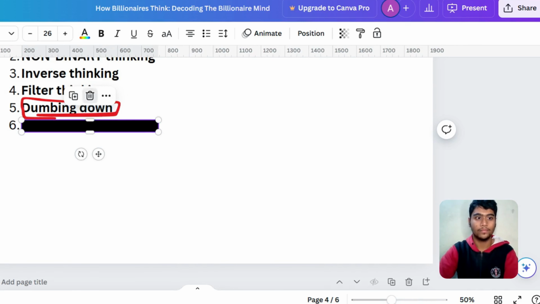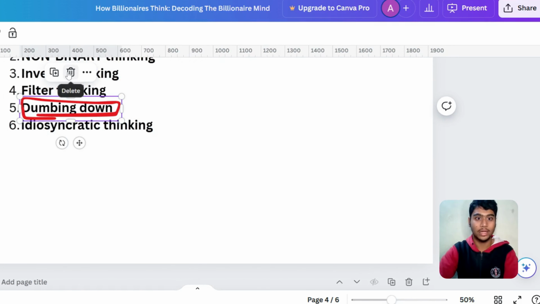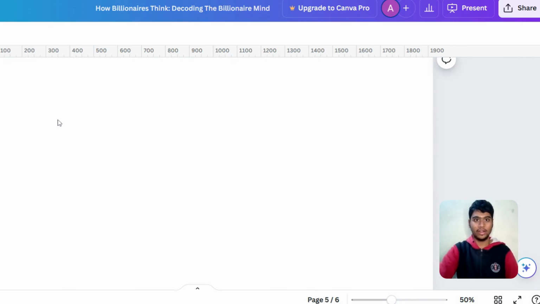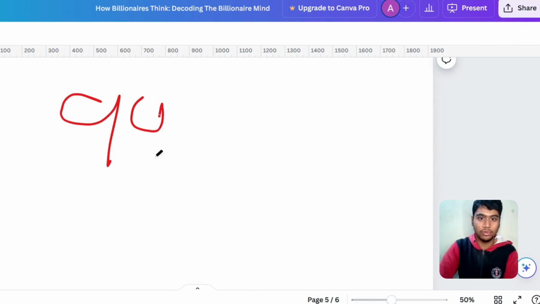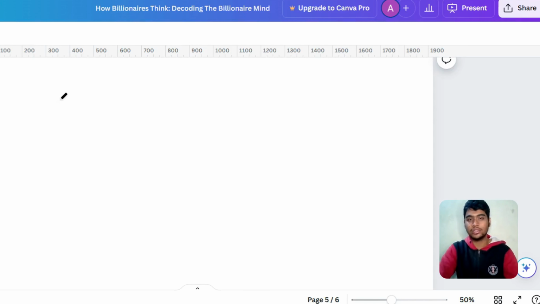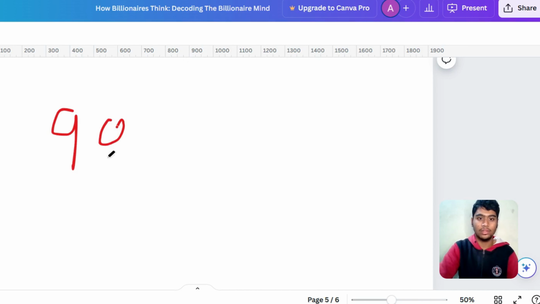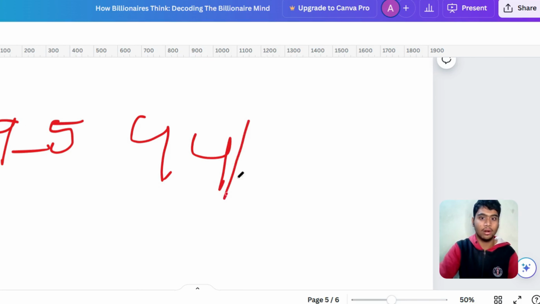And the last one is idiosyncratic thinking. Idiosyncratic thinking is basically saying everybody is wrong. Saying that 99% of the people you see every day or online are wrong. You have to think against the masses. The reason they are masses is because they have the same ideology. For example, 9 to 5. 99% of the people in the world think 9 to 5 is good.